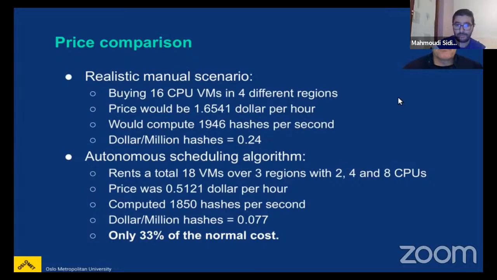Yeah. This sums up what we found, and what we found was that we were able to reduce the costs compared to a manual scenario where you just, as usual, buy VMs and rent them for 3 days. While doing this using our autonomous scheduling algorithm, we were able to reduce the costs by 2/3. So the result was that the cost was only 33% of the normal costs.